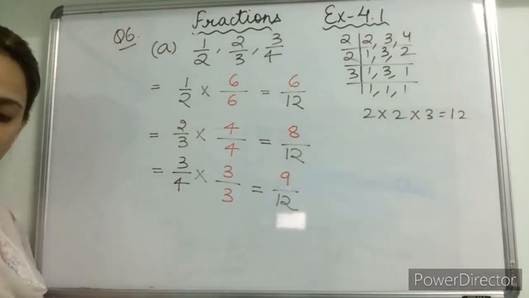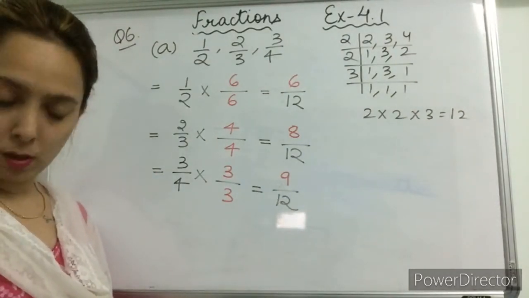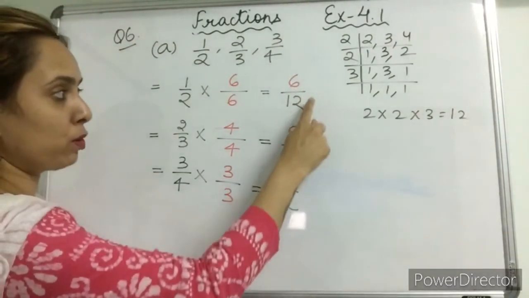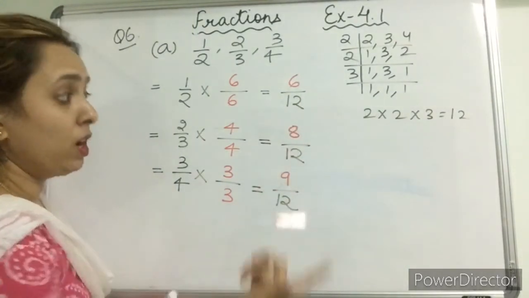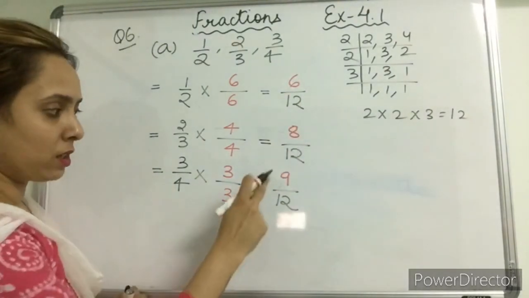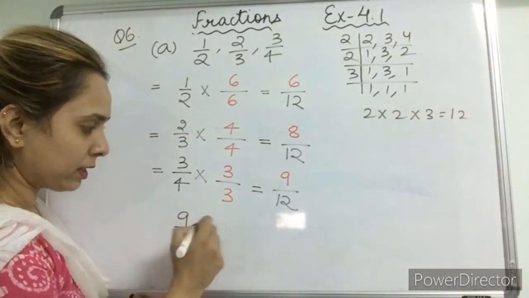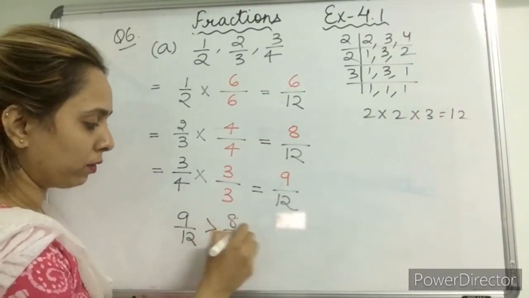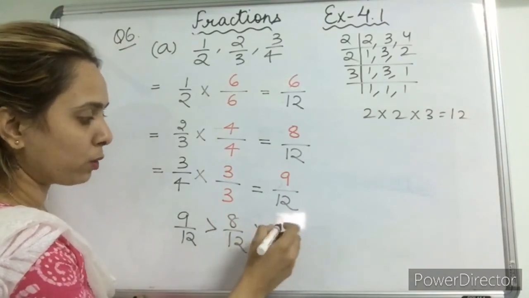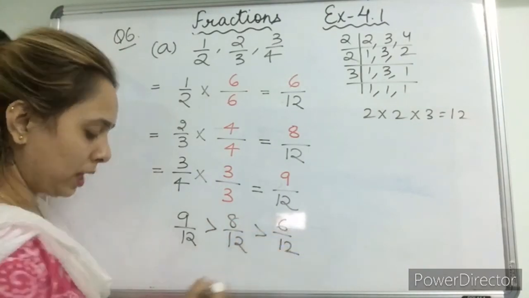So now descending order, the greatest number will come first. So here 6 upon 12, 8 upon 12, 9 upon 12. Which one is the greatest one? 9 upon 12. Descending order. Lesser than this is 8 upon 12. Then the smallest one is 6 upon 12. This is not the answer yet.